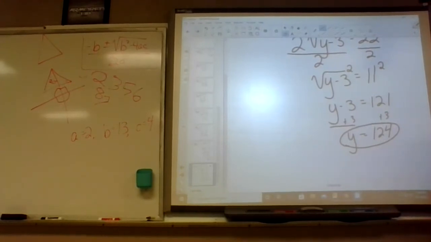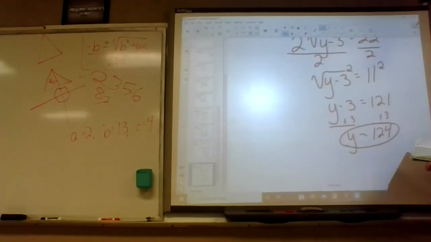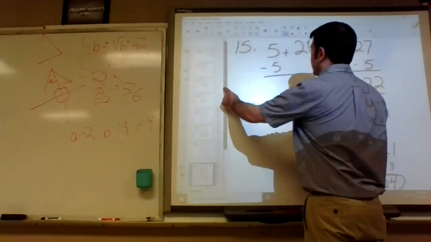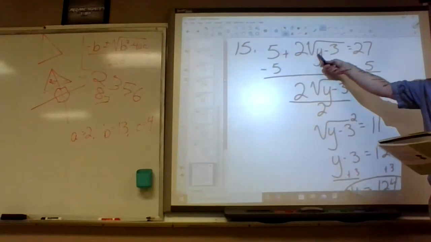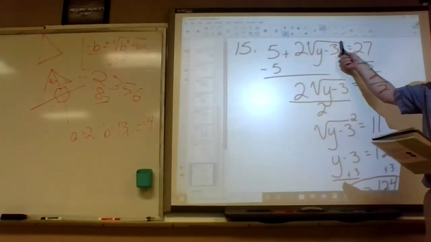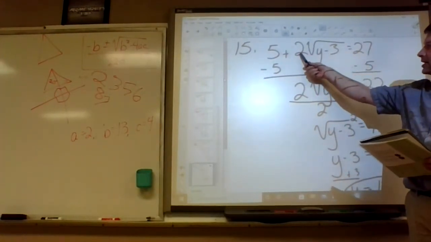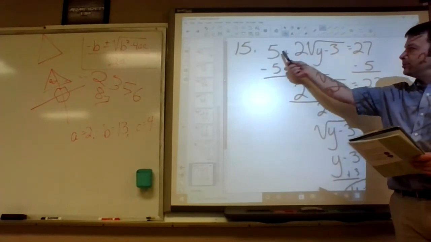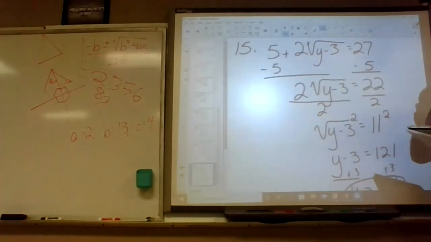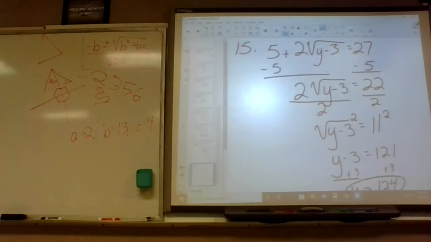Yeah, throw it there. Good. Alright, let's plug that in and make sure it works. 124 minus 3 is 121. The square root of 121 is 11. Times 2 is 22. Plus 5 is 27. It is. Wow, you're good at math.